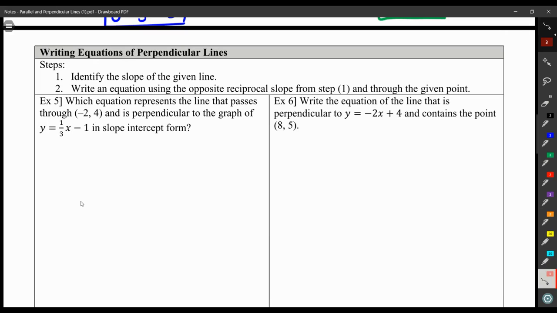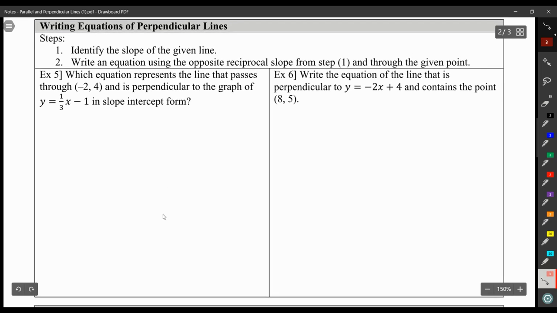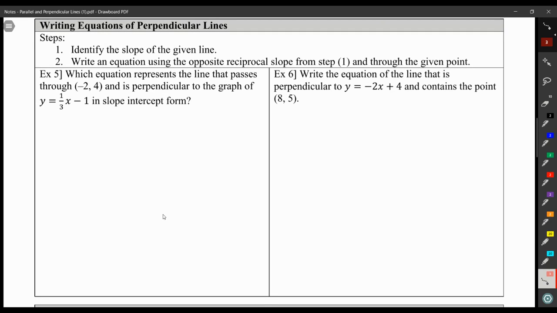Writing equations of perpendicular lines. So the process stays the same. Let's identify what we want our new equation to look like, and then we create the equation based on that information. So number 5, which equation represents the line that passes through (-2, 4) and is perpendicular to the graph of y equals 1/3 x minus 1 in slope-intercept form.